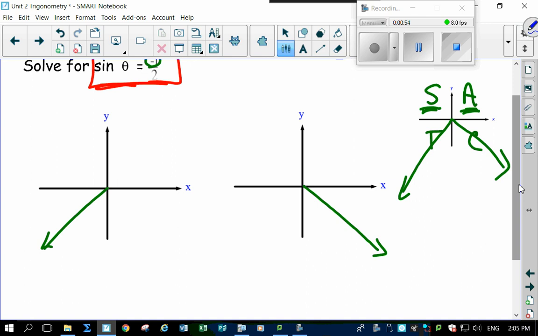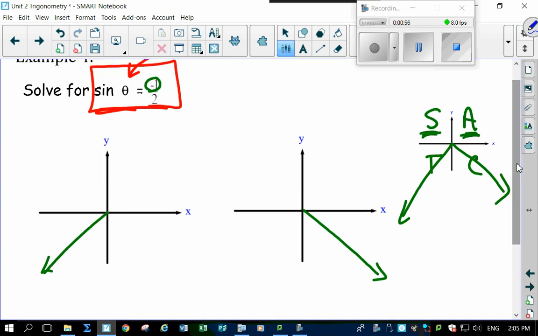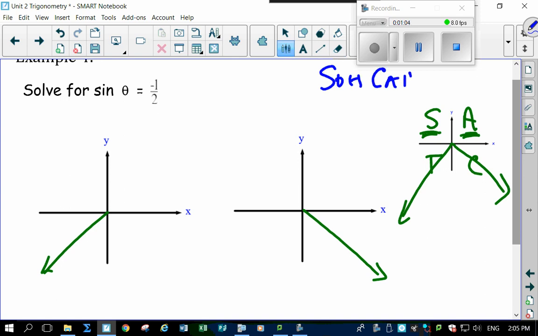Okay, well, wait a second. How do I go about doing this? Well, let me show you something really, really cool. You know that sine is part of SOHCAHTOA, right? You know it's part of SOHCAHTOA, and you know that sine is opposite, so that must make this opposite, that must make this hypotenuse. Oh, wow, did I get a lot of information here?